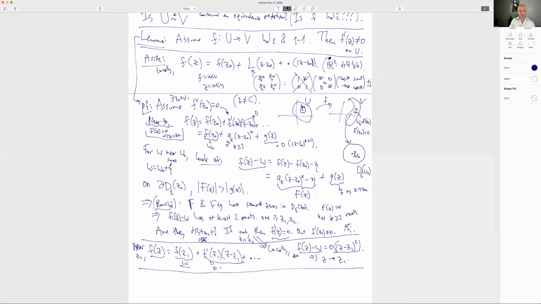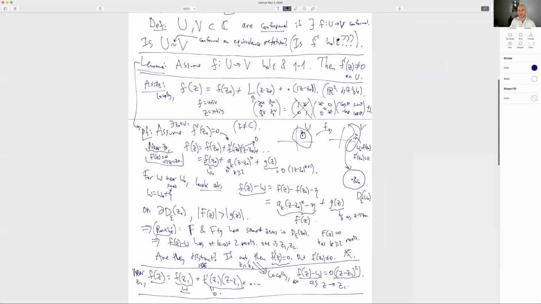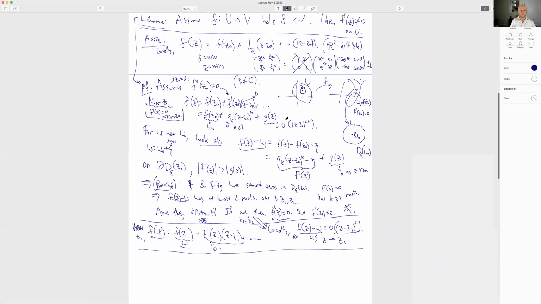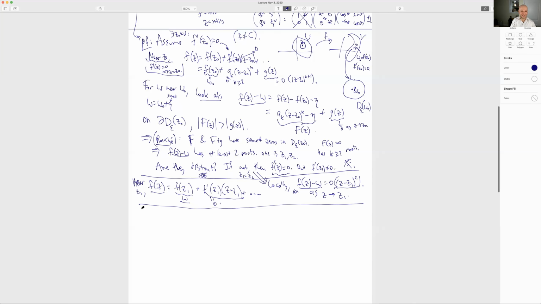Okay, let's quickly prove, and then we'll take a break. Let's quickly prove that this is indeed an equivalence relation by showing, as a corollary, that the inverse is holomorphic. So lemma: if f is conformal, so holomorphic and bijective, then f inverse is indeed holomorphic.